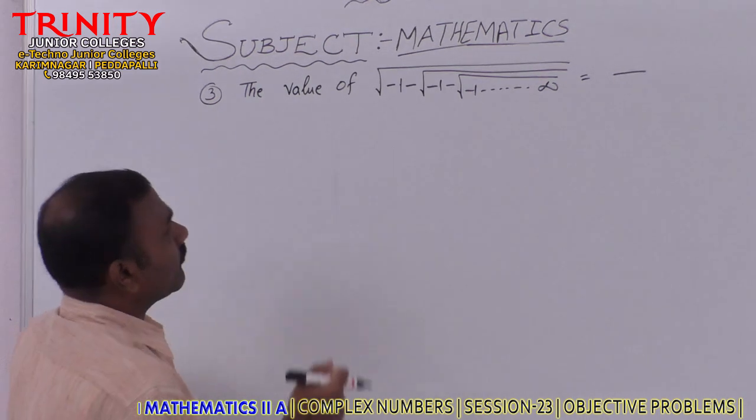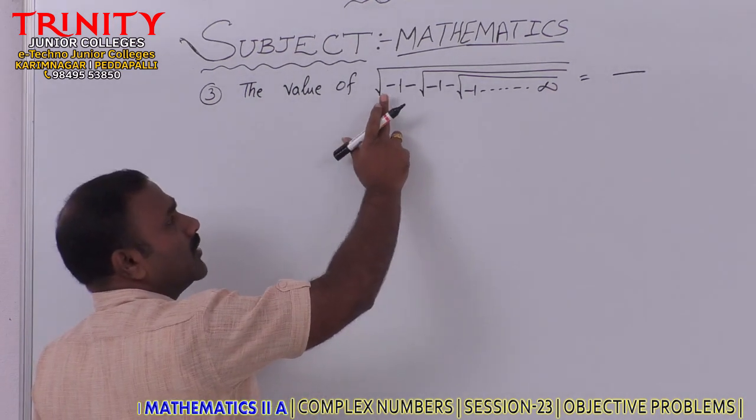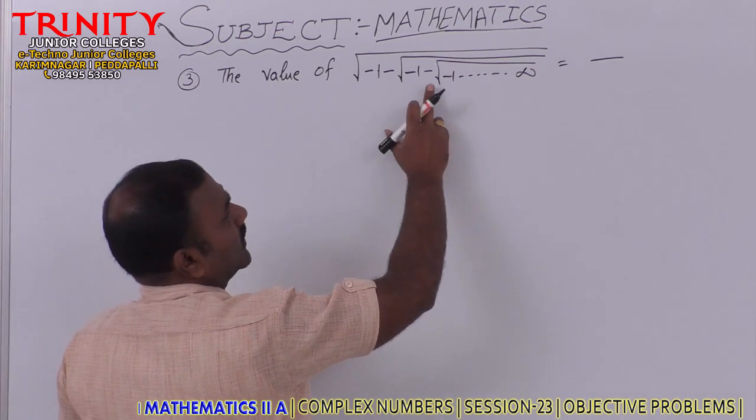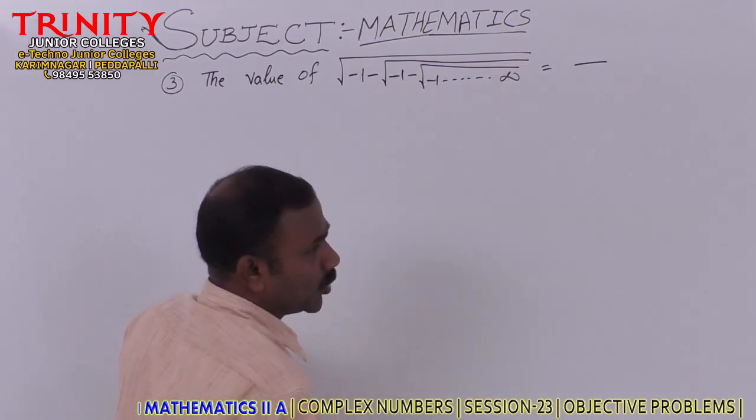The value of under root minus 1 minus root minus 1 minus root minus 1, and so on up to infinity.